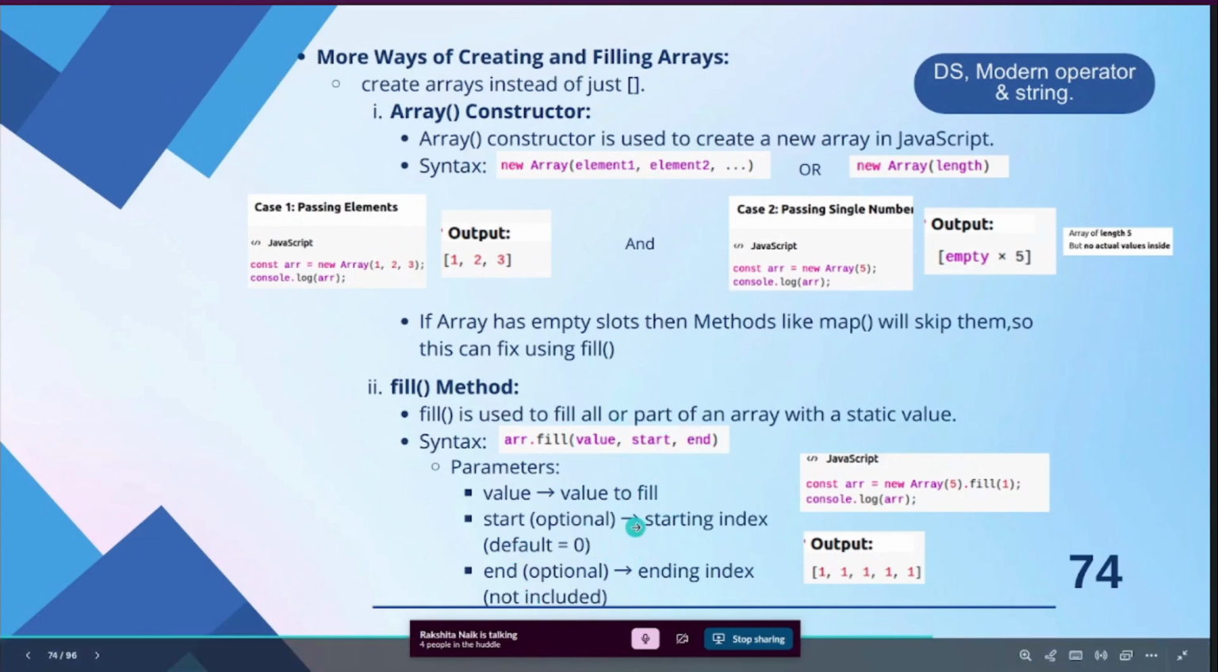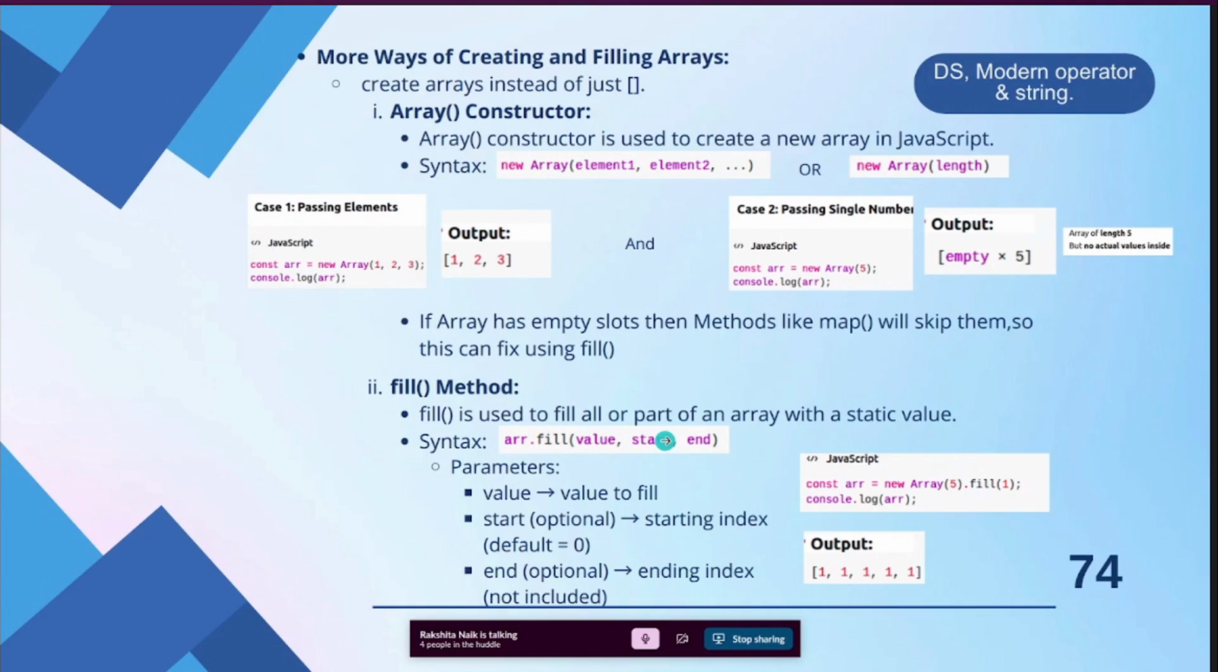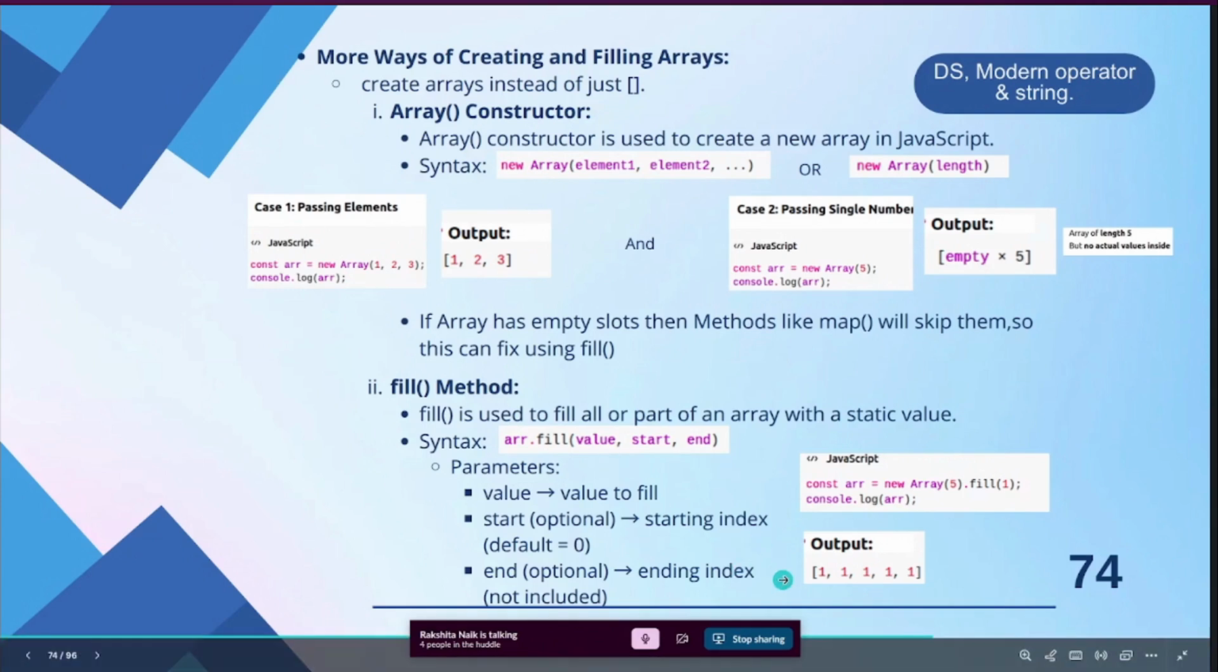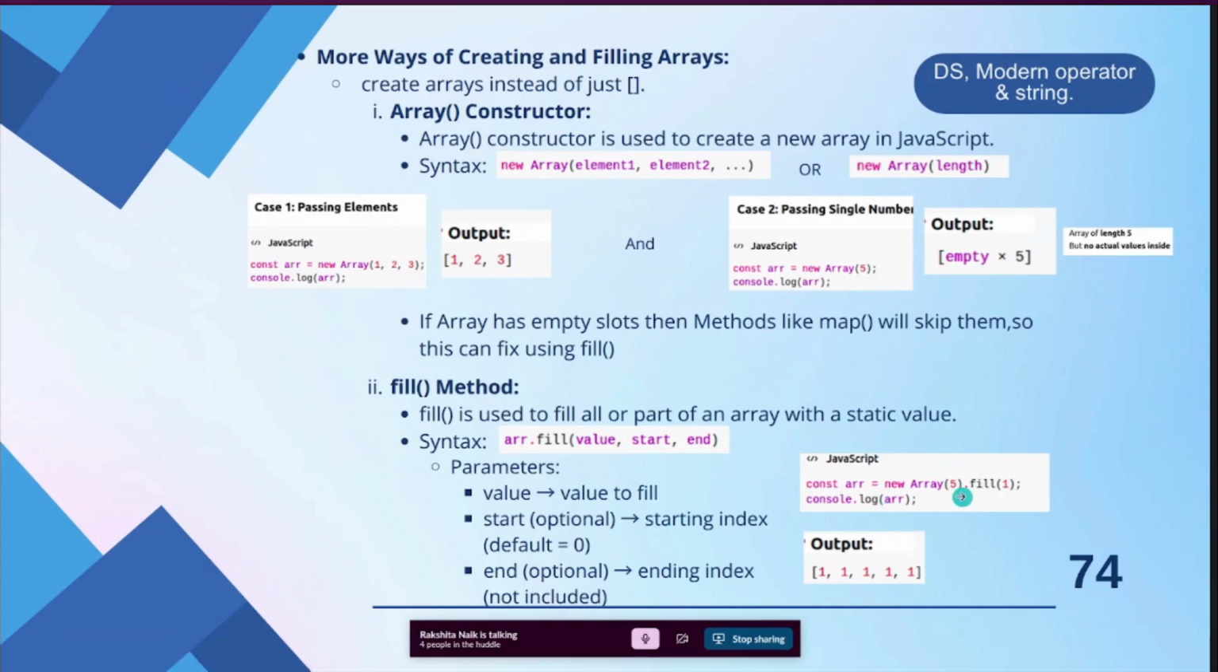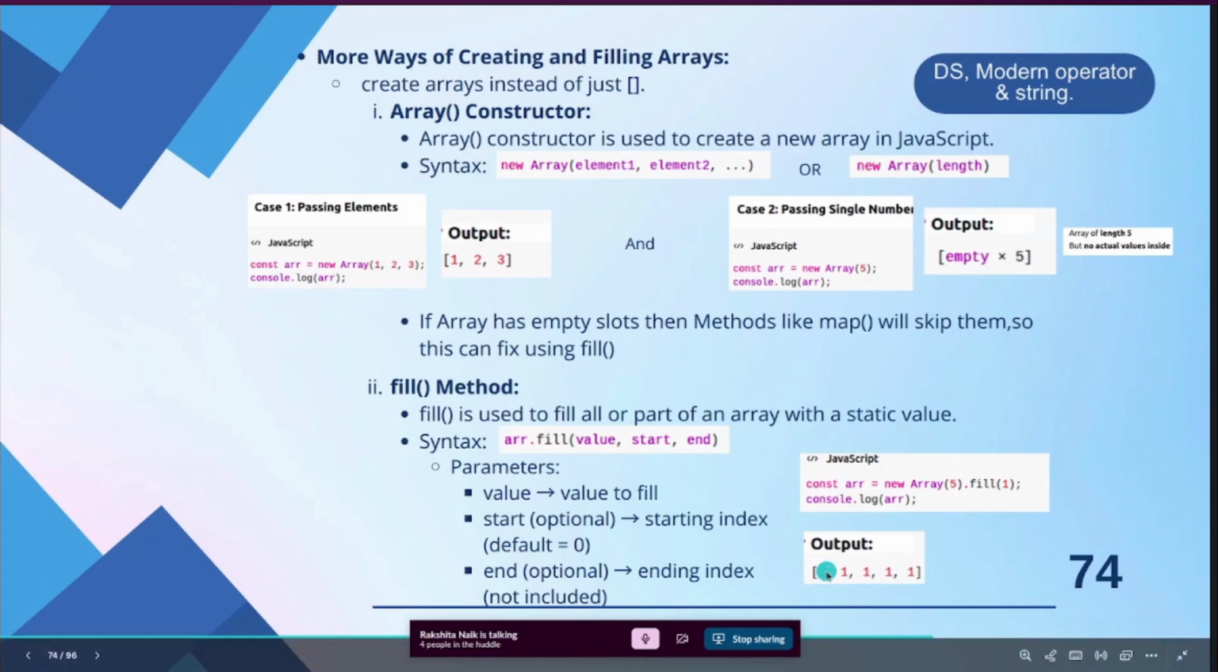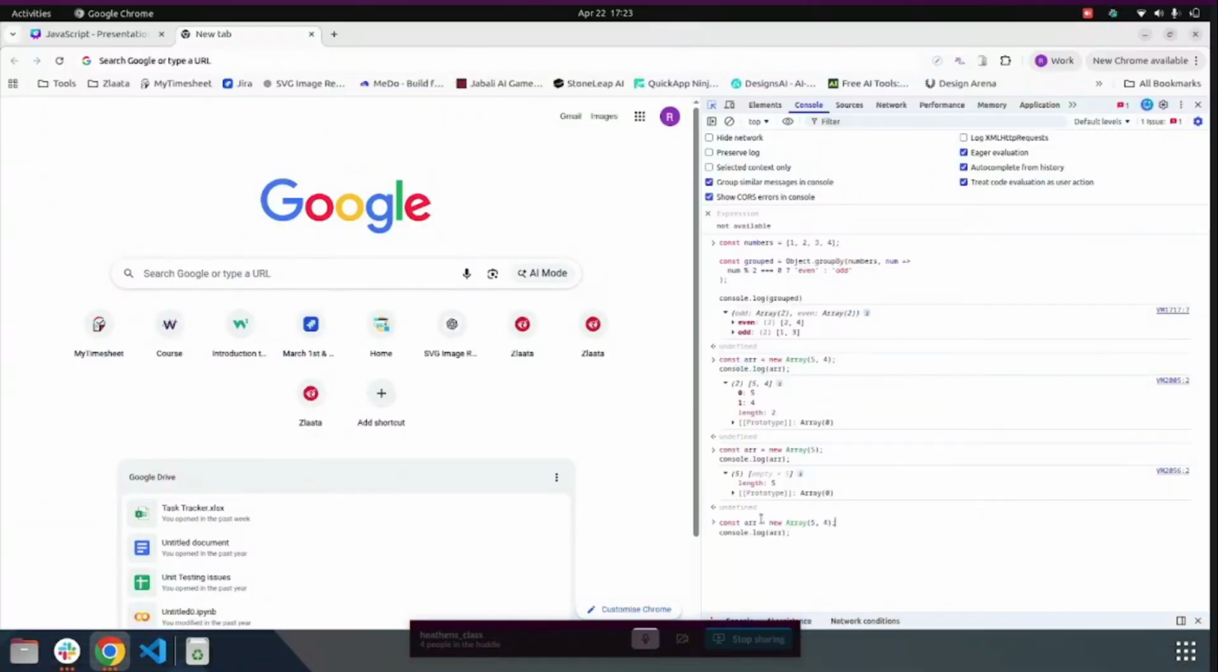Start will default to 0 if we don't give a value. So starting index and the end index. If you don't include start, it will use the default value 0. So here we have Array of 5, fill 1. What it will do is, for each empty space, it will fill 1 1 1 1 1. So here is the example.